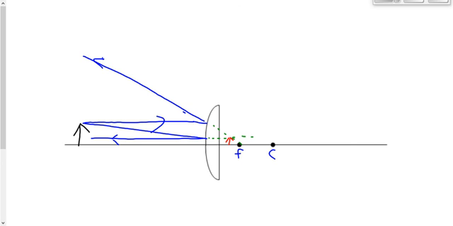What are the characteristics? Smaller. Upright or inverted? Upright. And real or virtual? Virtual.